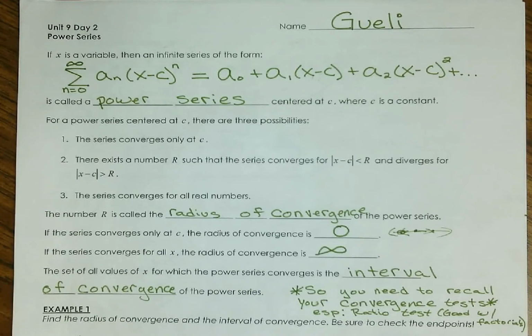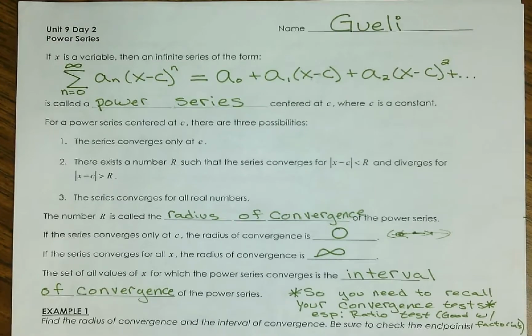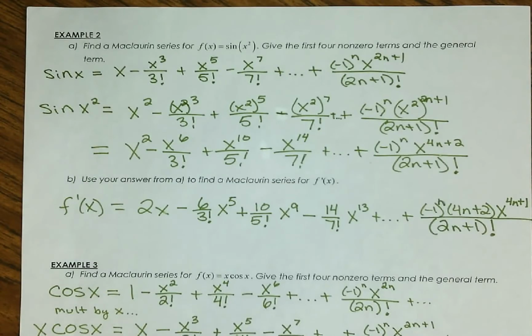Unit 9, Day 2 Power Series. I was just actually going to finish up. We were about to do an example here with a Maclaurin power series. You have sine x squared, give the first four non-zero terms and the general term.